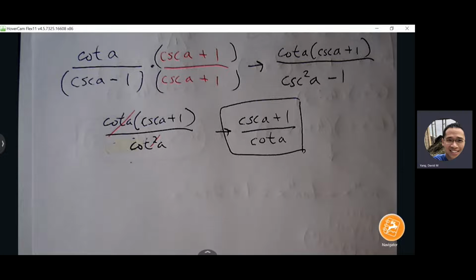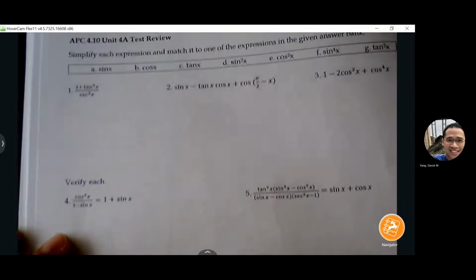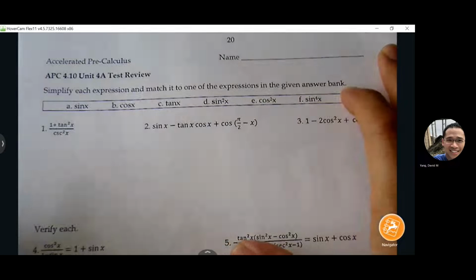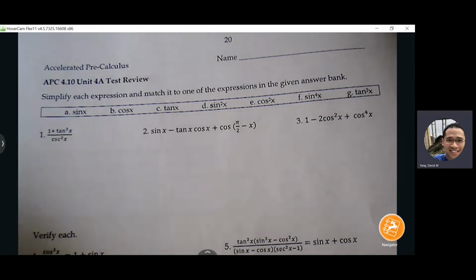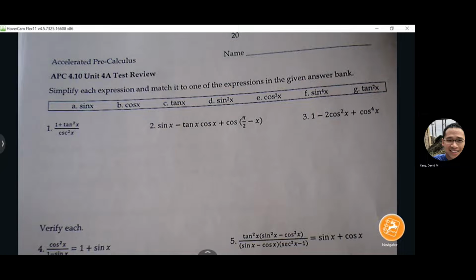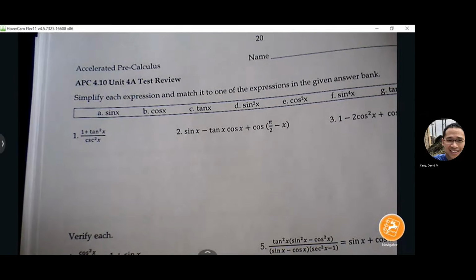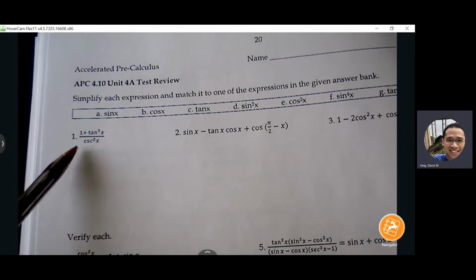All right, page 20. We're just trying to simplify, and I guess this is also kind of verifying. We're just having to match our answer choice there. Okay, what can we start with here?